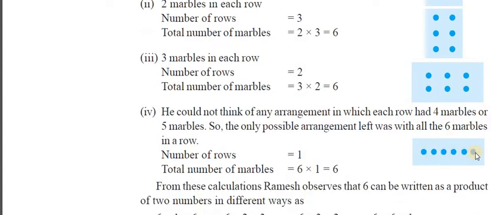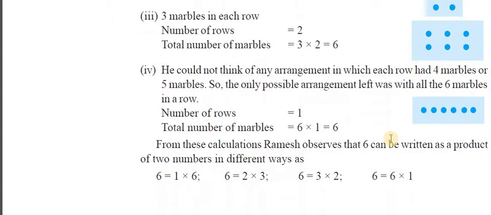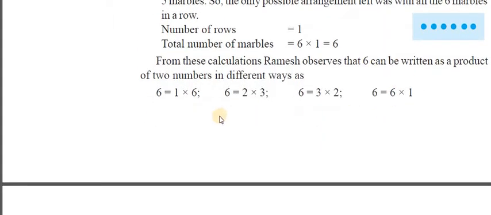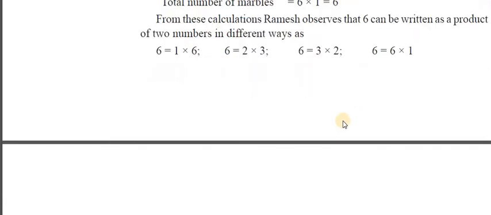And here he selected all the marbles in one row and 6 columns. So he arranged 6 in different ways: 1 row, 6 columns; 2 rows, 3 columns; 3 rows, 2 columns; and 6 rows, 1 column.